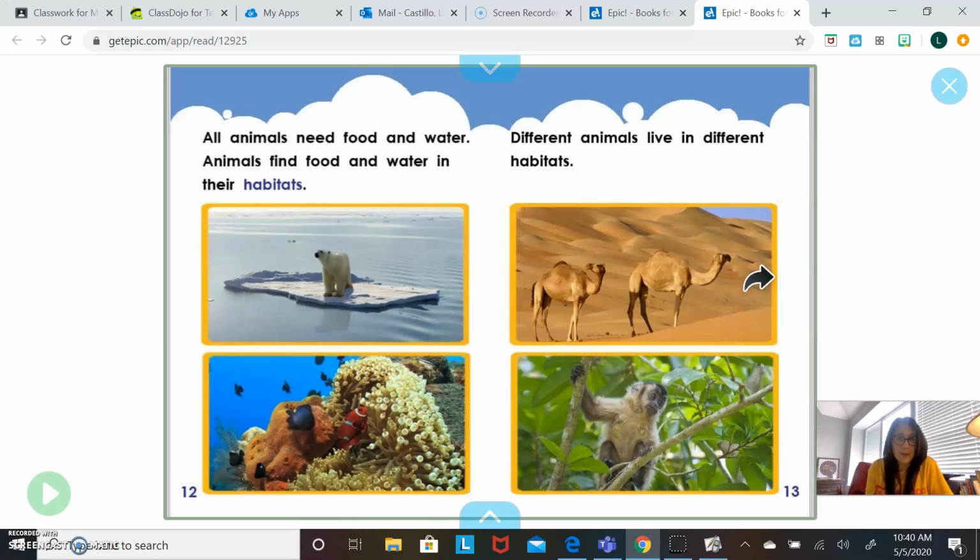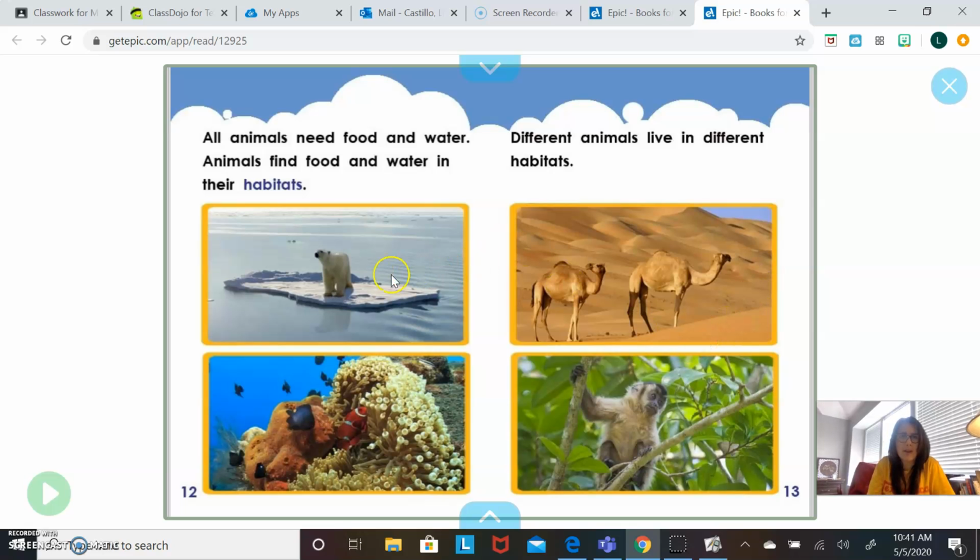All animals need food and water. Animals find food and water in their habitats. Now, we talked about habitats last week, didn't we? We talked about a place where they find to live, a place where they take for protection, and we learned about different types of habitats. The video kind of showed some different types of habitats.